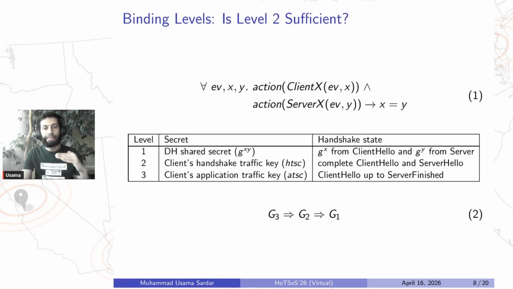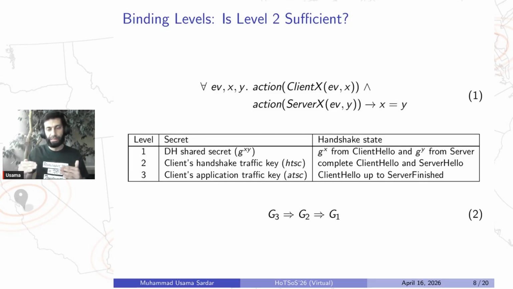The second level is HDSE. There is a key in the key schedule of RFC 8446, section 7.1. This is the client's handshake traffic key, versus the application traffic key, which is the next level. The handshake traffic key is used to encrypt the handshake traffic, that is, the messages sent from the client to the server and from the server to the client. What it contains as state is the client hello message and the server hello message. And the third one is the client hello up till the server finished. So that's the key which contains all of these.